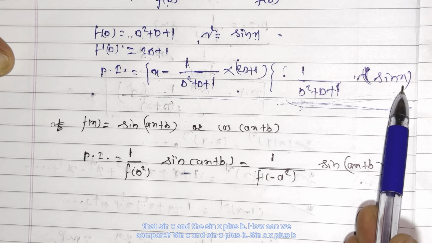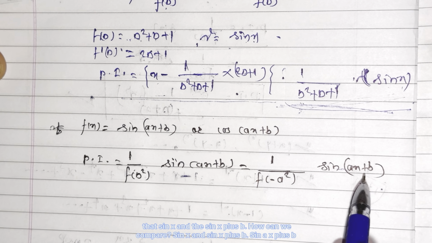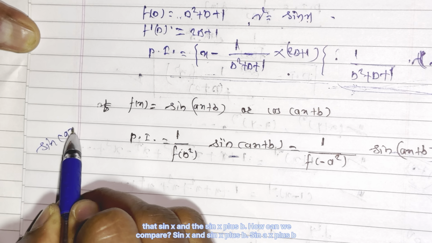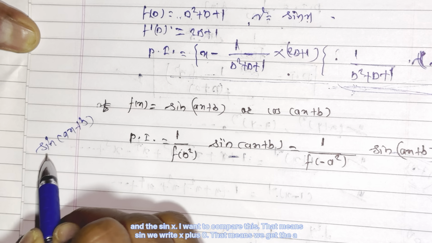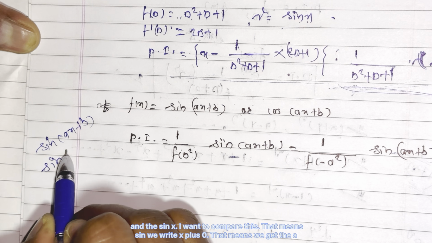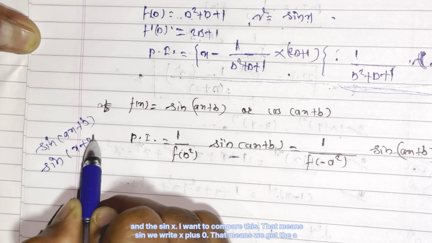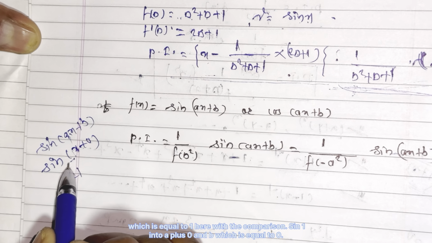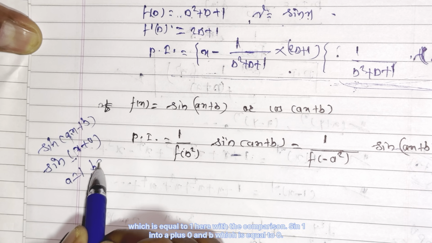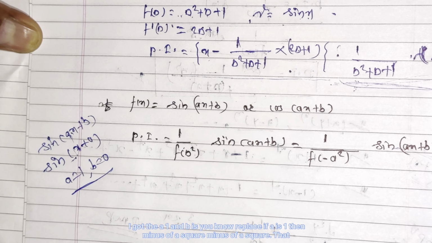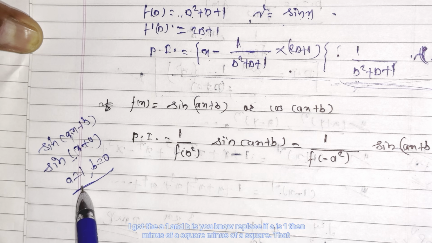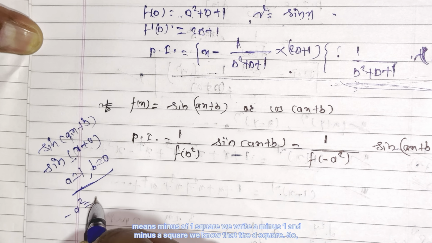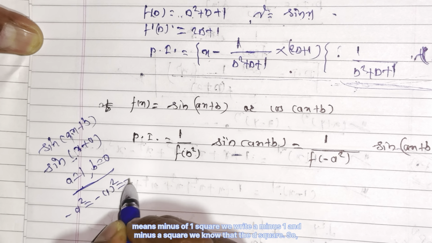Now see, sin x and sin ax plus b, how can we compare? I want to compare these. We write sin x as sin of 1 into x plus 0. That means with the comparison we get a equal to 1 and b equal to 0. I got a as 1 and b as 0. If a is 1, then minus a square means minus 1 square, so we write minus 1.